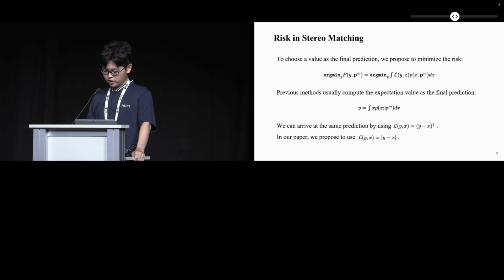Previous methods usually compute the expectation value of x as the final prediction for the disparity. We want to point out that we can arrive at the same prediction by using the squared L2 norm loss. Nevertheless, it is well known that the L2 norm is not robust to outliers, and therefore we resort to the L1 norm.